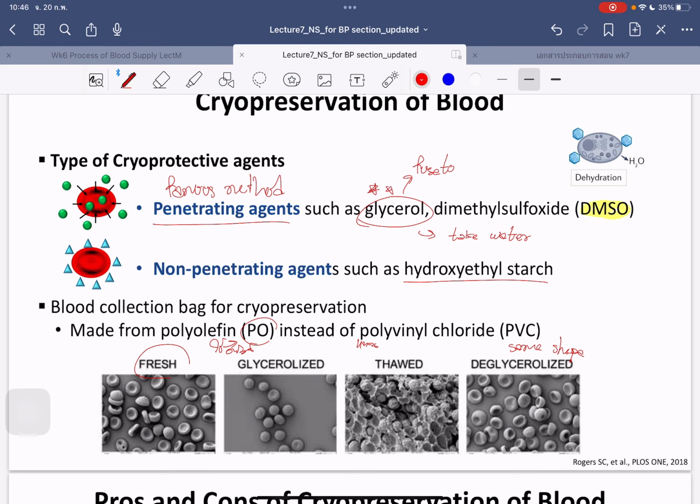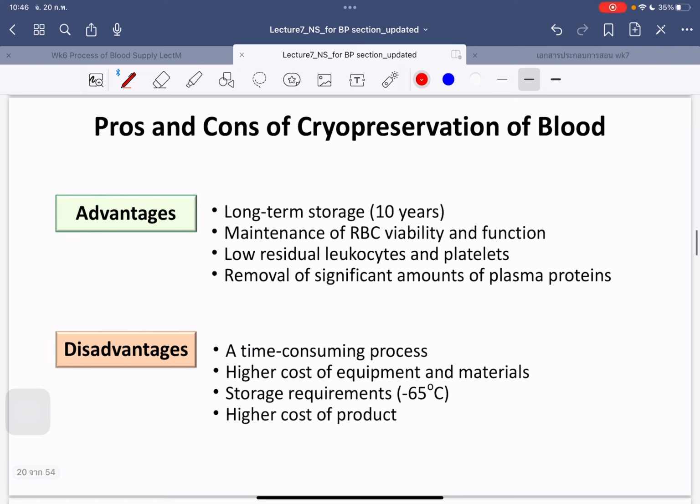The advantage of using a cryoprotective agent is this: from the previous lecture, if we keep red blood cells refrigerated, they can be stored for 42 days, right? But for cryopreservation of blood, it can be stored for 10 years. It's sometimes present in your MTH60 as well. The important point is that when you have a rare blood group and it is difficult to find blood, you can use cryopreserved red blood cells. These cells will have the same viability and function as fresh blood.